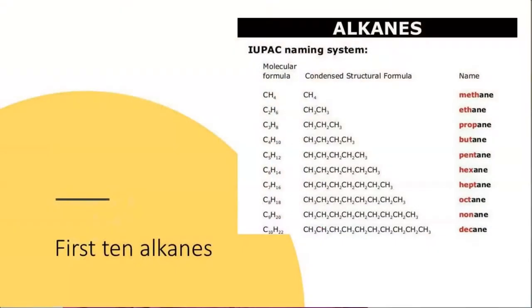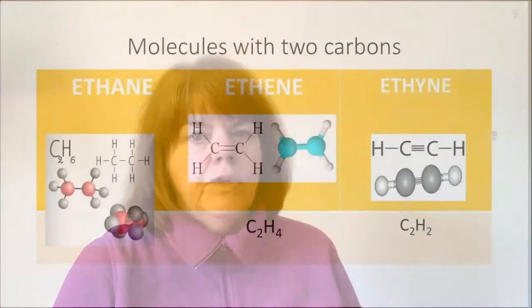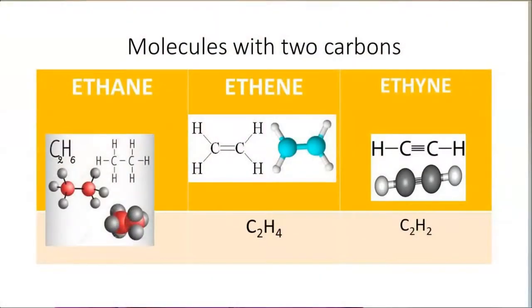We can see what this looks like for the first 10 alkanes. The red prefixes tell us the number of carbons per molecule. For example, meth is 1, eth 2, prop 3, but 4, and so on as we go down through the list. Let's look at the molecules for each of the families that have 2 carbons. Beginning of the name for each is eth.